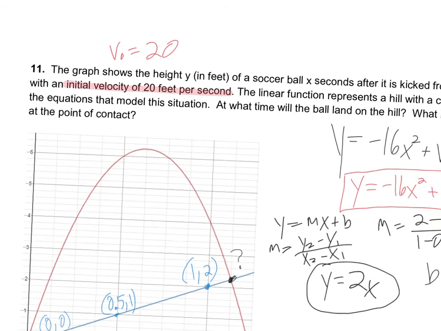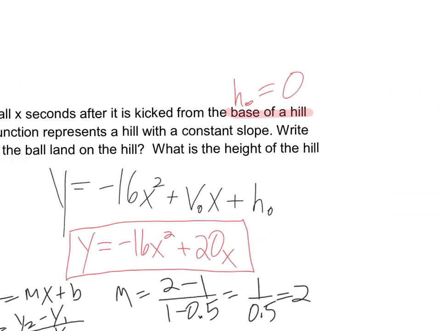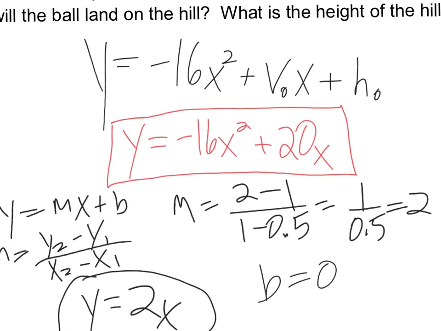Okay, so I highlighted that the initial velocity is 20 feet per second, so v naught is 20. And then it says that the ball's kicked from the base of the hill, so my initial height must be 0, so h naught is 0. So I just plug in 20 and 0 into the formula. Since it's plus 0, you don't actually have to write it. So I have y equals negative 16x squared plus 20x for the quadratic motion.